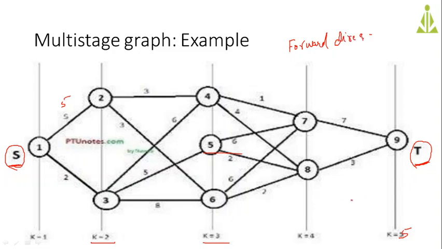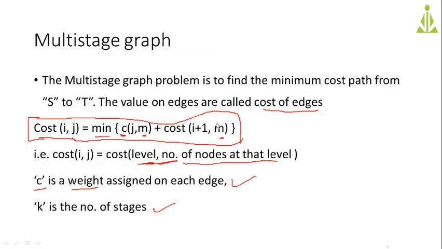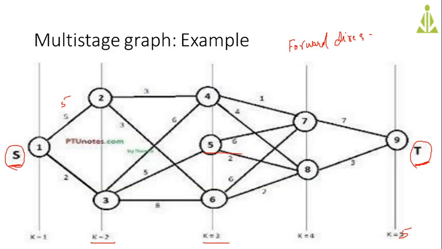Okay, the forward direction. How will we see that? This is the example, and we need to solve this example with this formula, and we will get the values. Like you can see, every stage has a weight: 5, 3, 6, 5, 8, 6, 2, 6, 4, 1, 2, 3, 7. Every edge has a weight. That weight is represented as C. So let's see the formula. Based on the formula we will solve this.